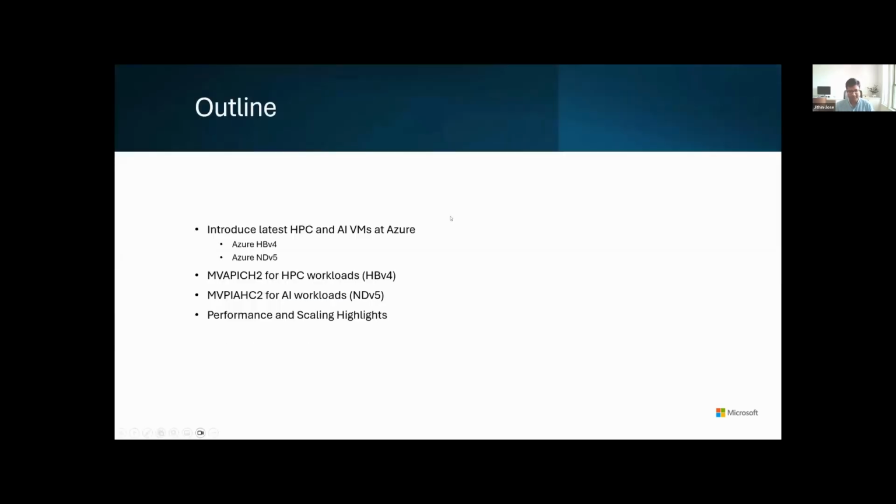As a quick outline, I'd like to introduce the latest HBV4 and NDV5. These are the two new HPC/AI SKUs. I'd like to introduce them and then go over some of the performance highlights with MVAPICH2 and some larger scale performance results. So that's a short outline of today's talk.